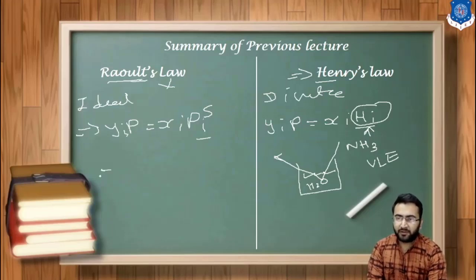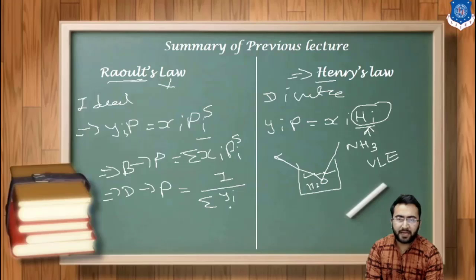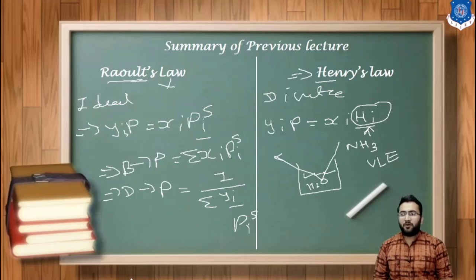Then we discussed the bubble point calculation and dew point calculation. The bubble point calculation can be given by P is equal to summation of xi Pi saturated, whereas the dew point calculation can be given by P is equal to 1 upon summation of yi upon Pi saturated. So this is all we understood from the previous lecture.